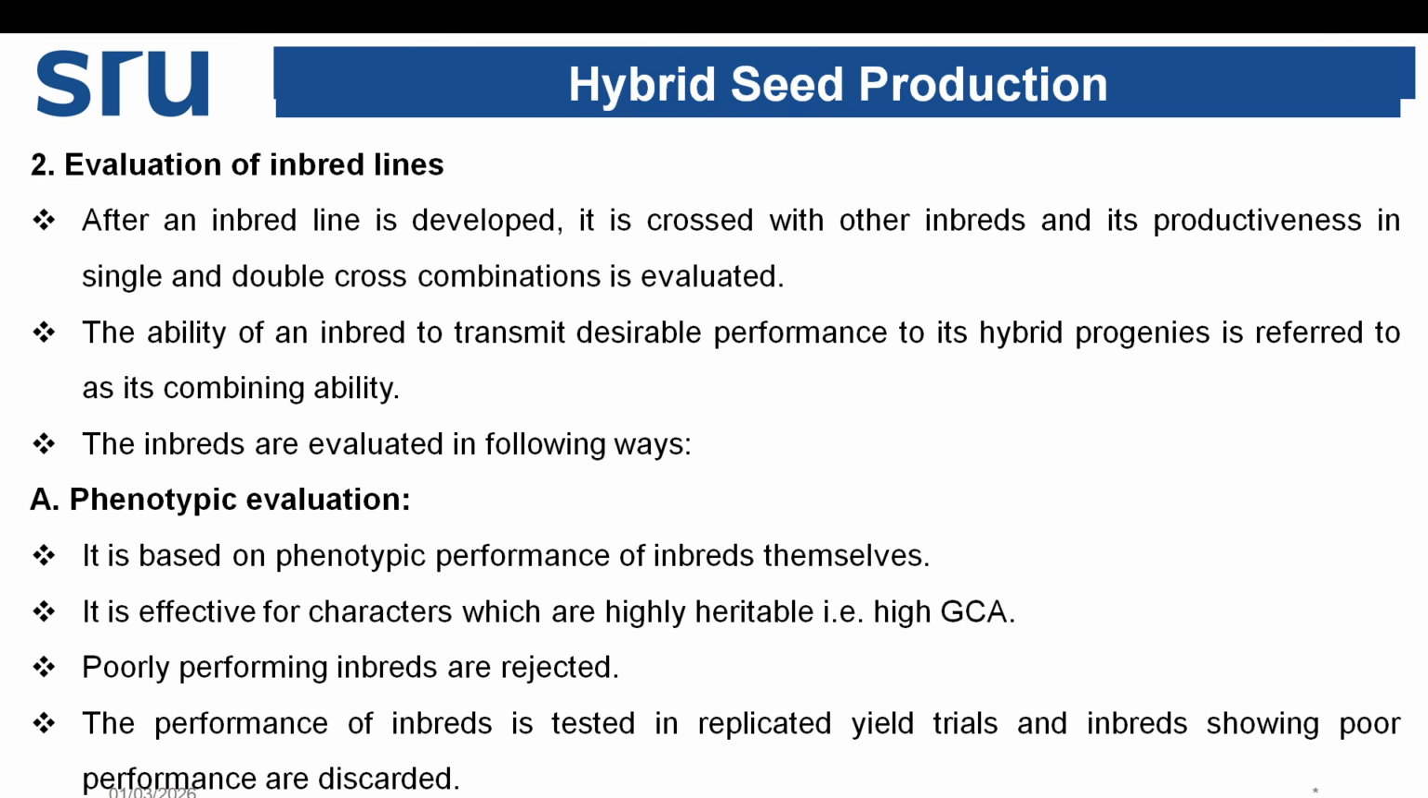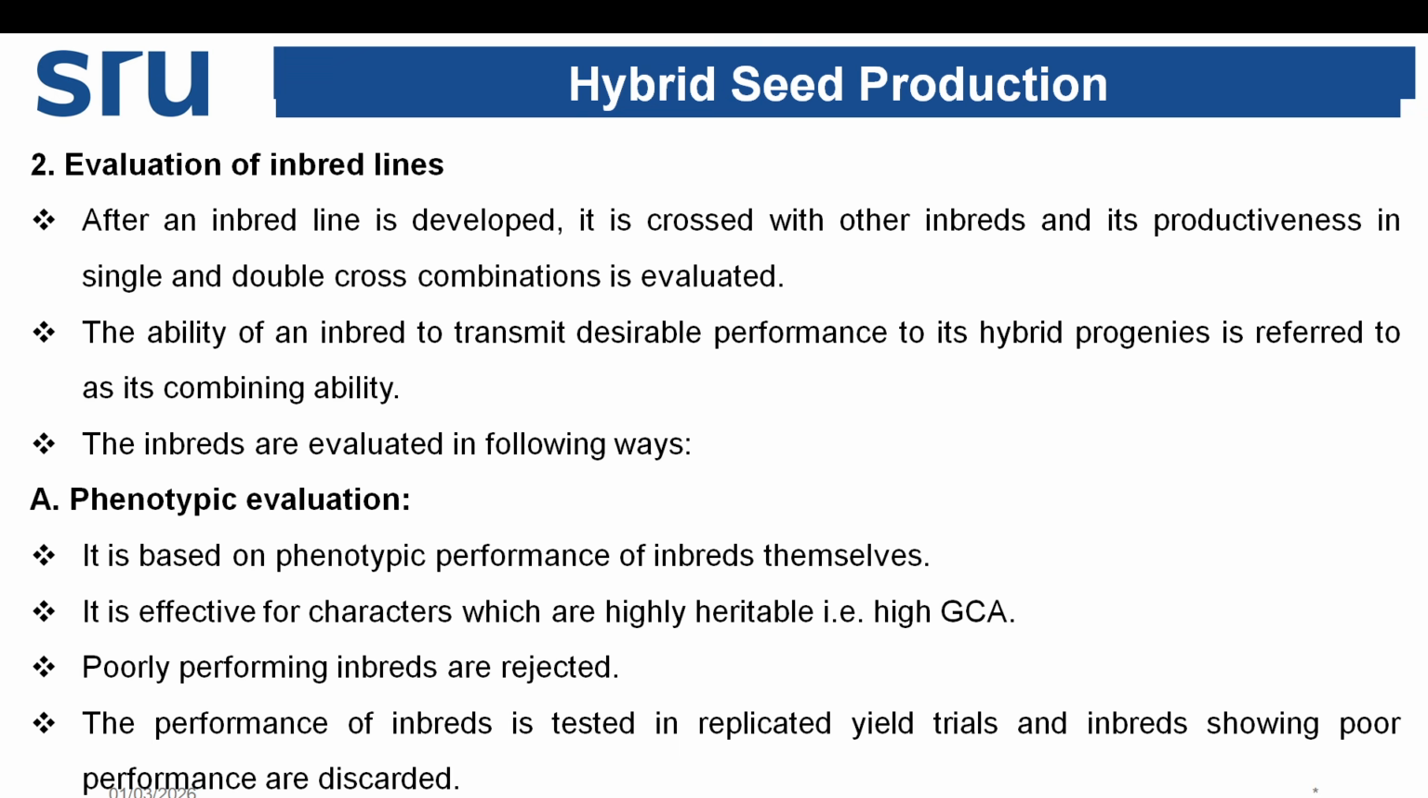Now, second step, evaluation of the inbred lines. After an inbred line is developed, it is crossed with other inbreds and its productiveness in single and double cross combinations is evaluated. The ability of an inbred to transmit the desirable performance to its hybrid progeny is called combining ability. What is combining ability? The ability of that particular inbred to transmit the desirable characteristics into its hybrid progeny.